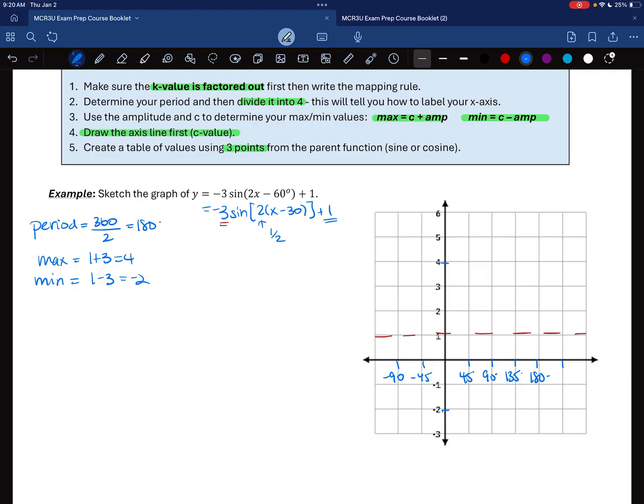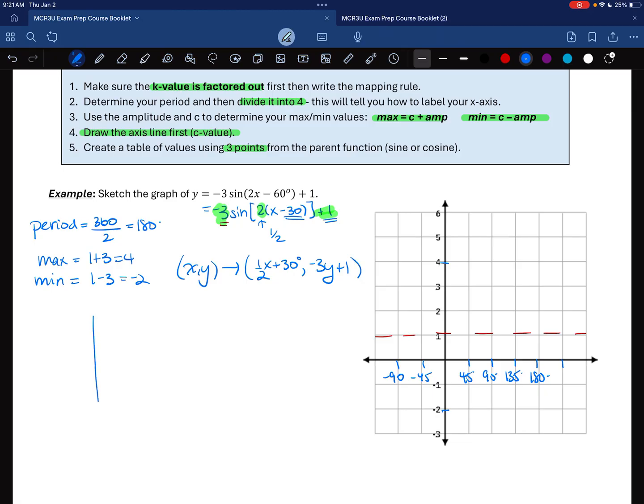Now I'm going to make the mapping rule. So I'm going to think about all my horizontal transformations. We're compressing by 1/2, and then this means we're going to the right 30 degrees. So I'm adding 30. Out here, we're reflecting it and stretching it by 3, and then we are going up 1 unit.